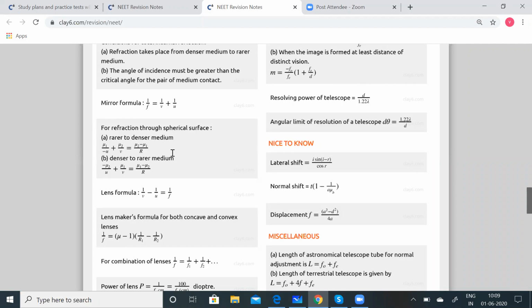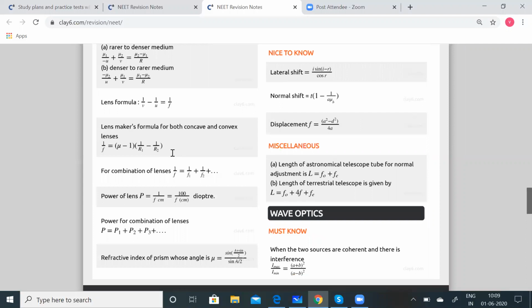Next, coming to the lens formula, 1 by v minus 1 by u is equal to 1 by f, where u, v, and f have the usual meaning. The lens maker's formula, this is very, very important, children, for both concave and convex lenses: 1 by f is equal to mu minus 1 into 1 by R1 minus 1 by R2. For a combination of lenses, 1 by f is the sum of the reciprocals of all the focal lengths: 1 by f is equal to 1 by f1 plus 1 by f2 plus 1 by f3 and so on till 1 by fn.